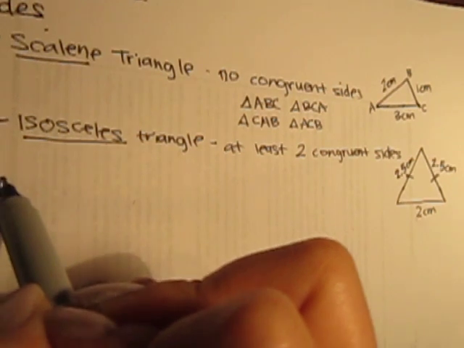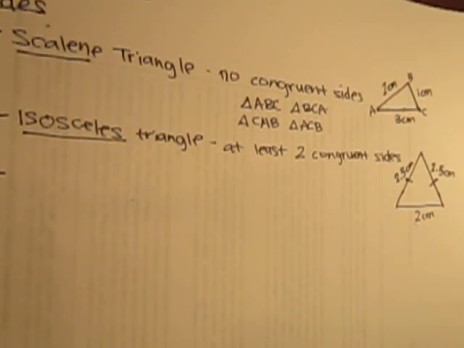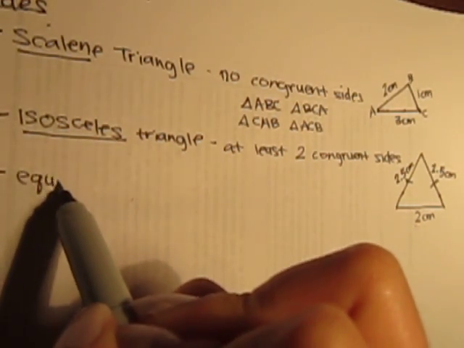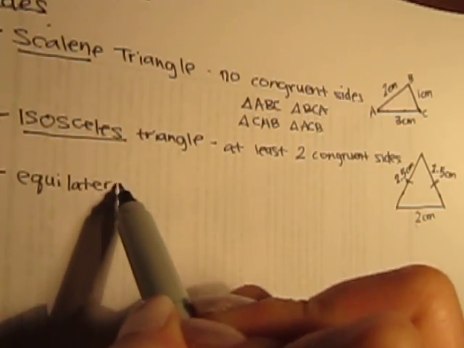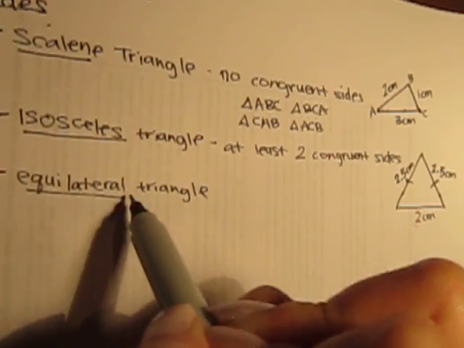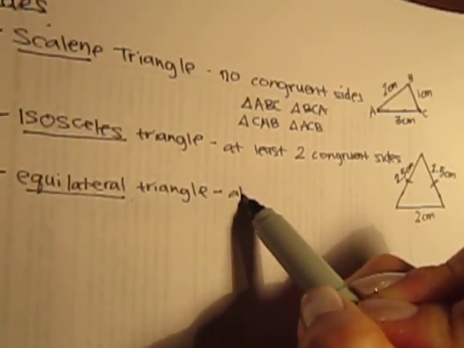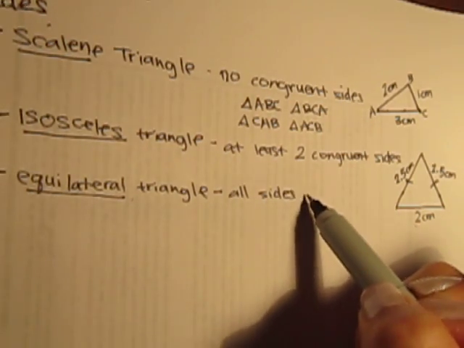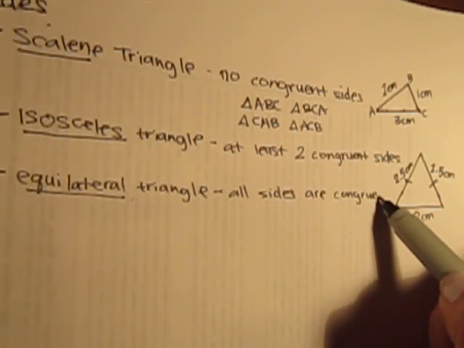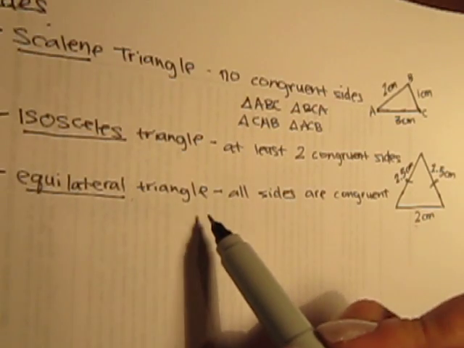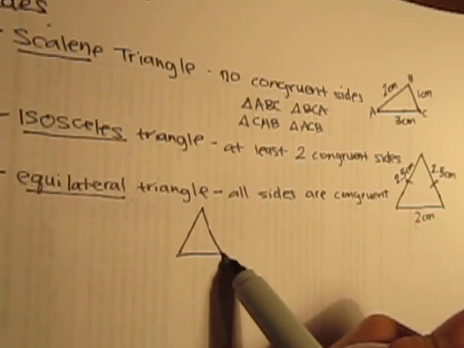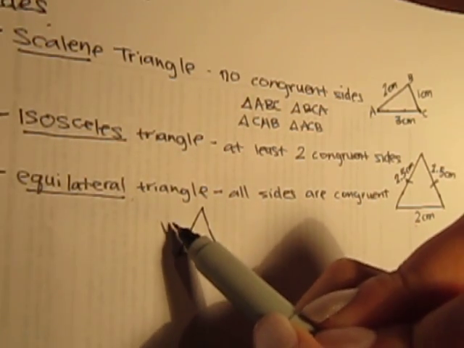Next type then is when exactly 3 sides have the same side length. We call that an equilateral triangle. Equilateral triangle, where all sides are congruent. We'll draw an equilateral triangle down here. Let's just say that all 3 sides are 1 centimeter.